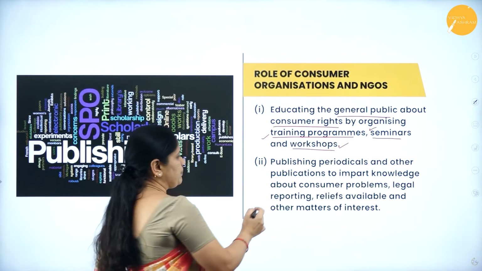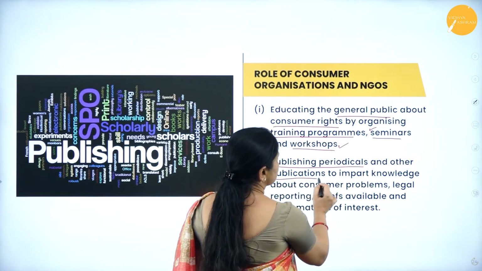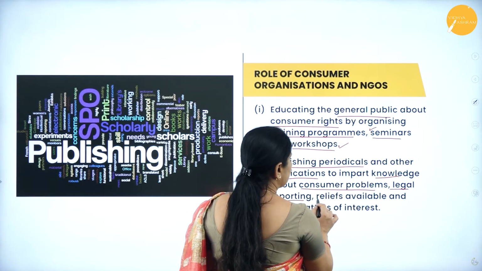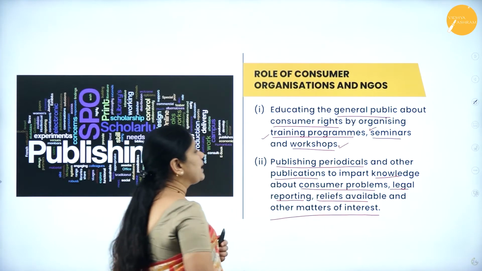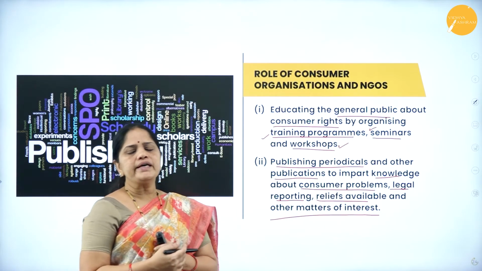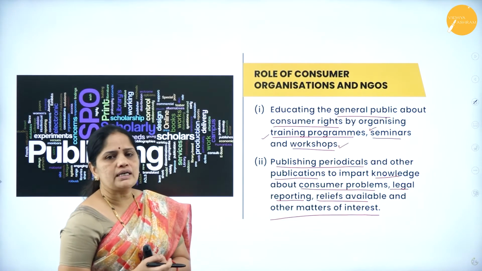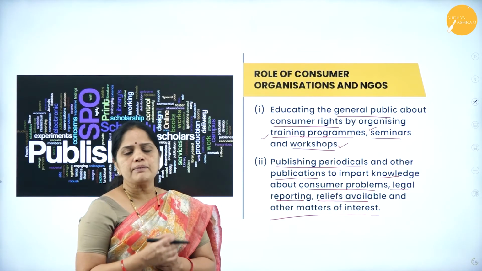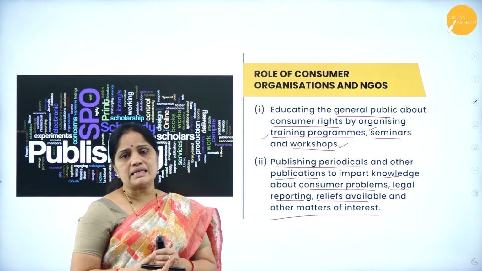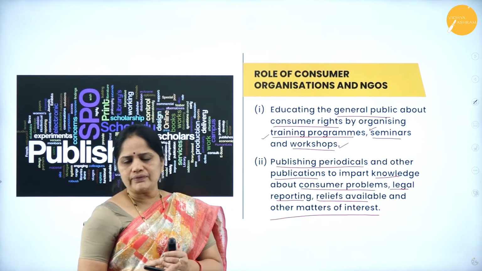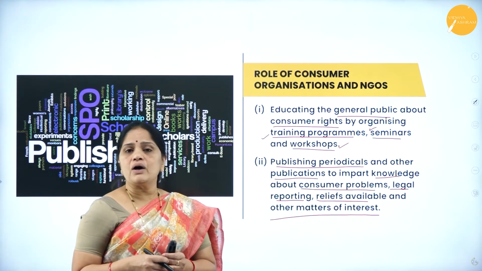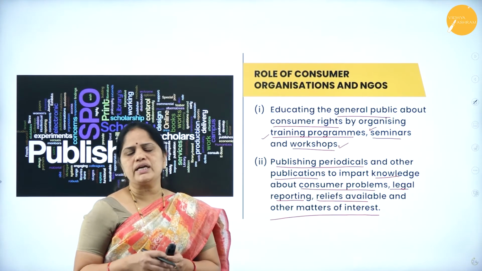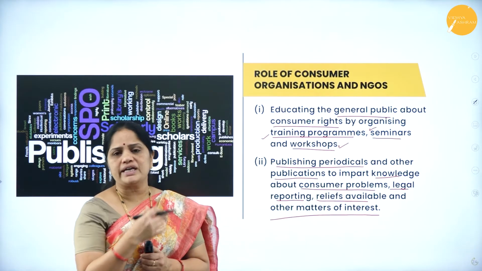Then publishing periodicals and other publications to impart knowledge about consumer problems, legal reporting, reliefs available and other matters of interest. Now, here it is the duty of the consumer organizations to see that the consumers know what is going on in the society. Suppose any consumer has got a redressal from the government, then what were the various problems he has faced and how he has been given the relief by the government and the business community. All this will be published in various journals.